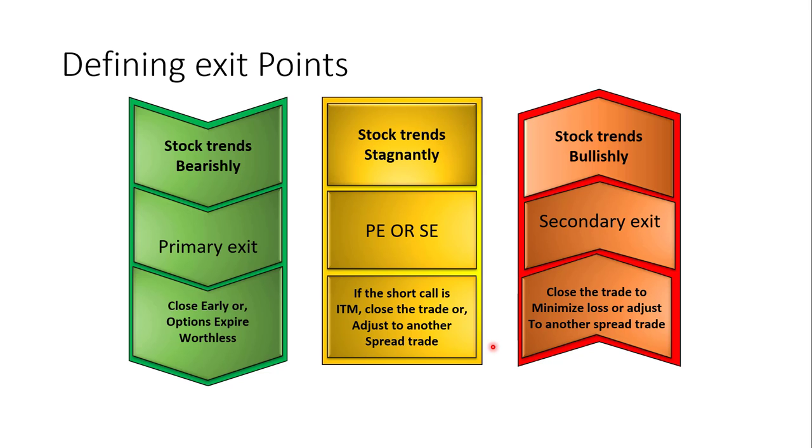Make this from a bear call into a bull call, or possibly buy the equity prior to expiration, have it called away when the short call is exercised, and let the long call continue to run. Many options for adjustment, both in a stagnant or a bullish trend.